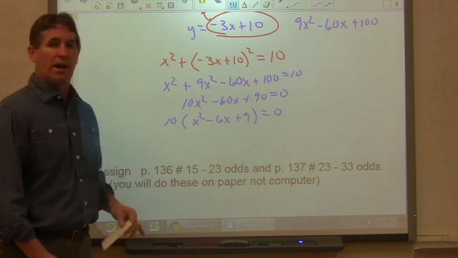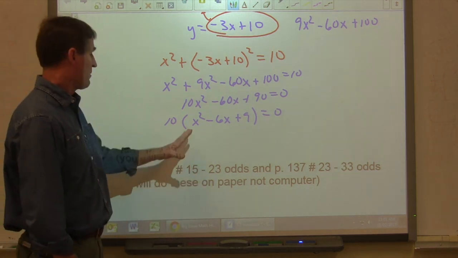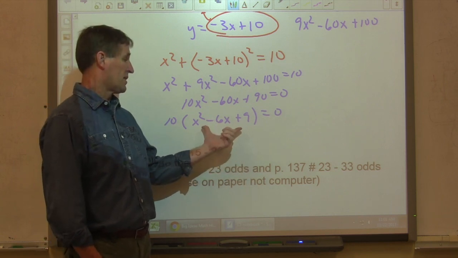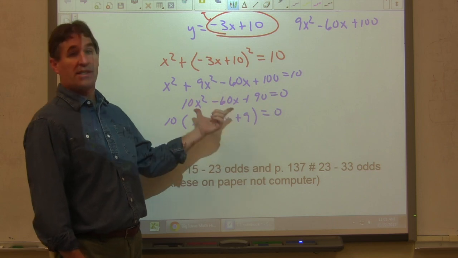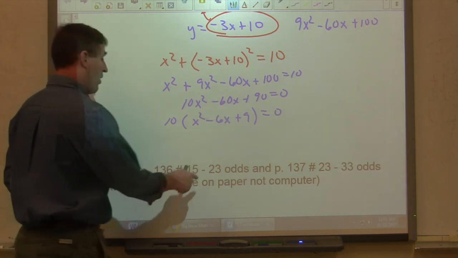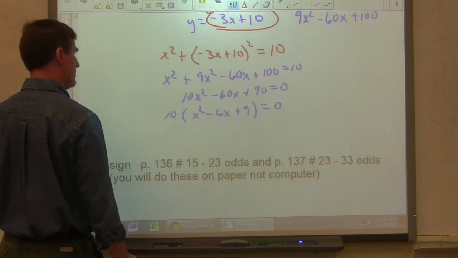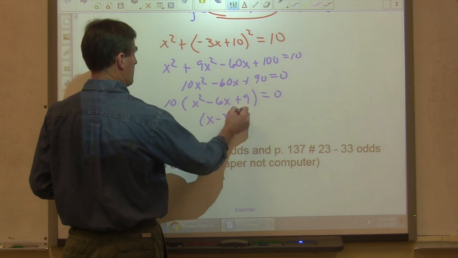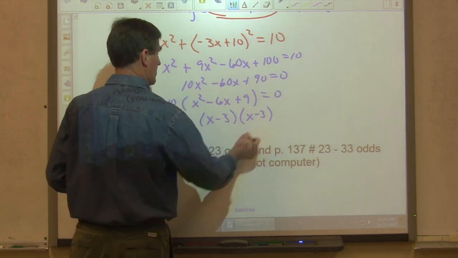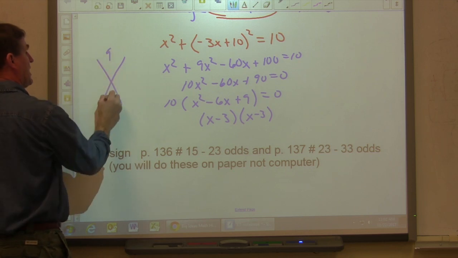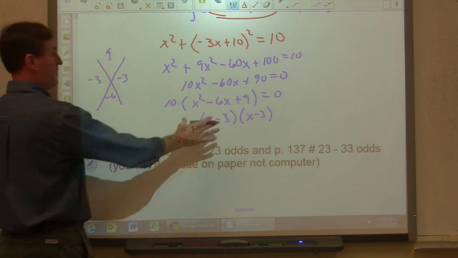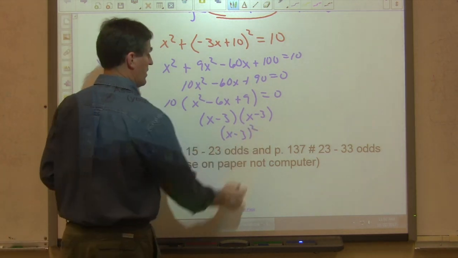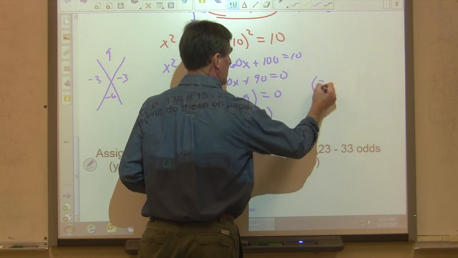Even if you're going to use the quadratic formula, you can pull out the greatest common factor and still work with smaller numbers. So I can still use the quadratic formula and do this with just the x squared minus 6x plus 9 and still get the same answer. So now we go up here and we get, if I factor that, it factors into x minus 3 times x minus 3, because 9 and negative 6 is negative 3 and negative 3, or if you recognize it's a perfect square, it's x minus 3 squared. But in either case, we get that x is 3.